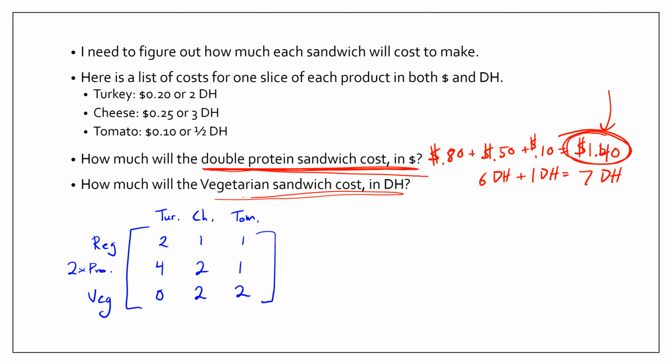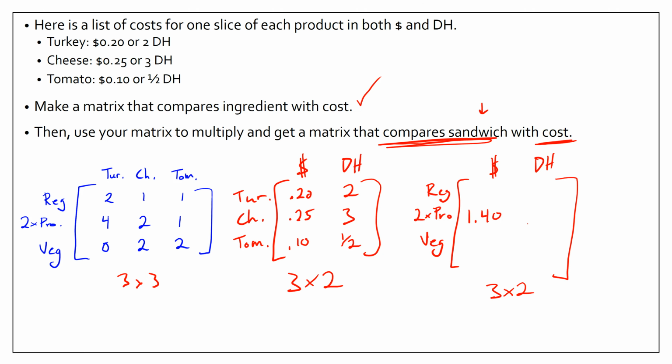Remember how much the vegetarian sandwich costs in dirham? I decided it was 7. So vegetarian dirham would go right here. So yeah, remember how I got the vegetarian sandwich? I took these 0 turkey slices times 2 dirhams. That's 0 dirham for the turkey. Then I took these 2 cheese times 3 dirham. That was 6 dirham for the cheese. And then I took these 2 tomato slices times 1/2. That's 1 dirham for the tomato. And I got 7 dirhams when I added all of those costs together.